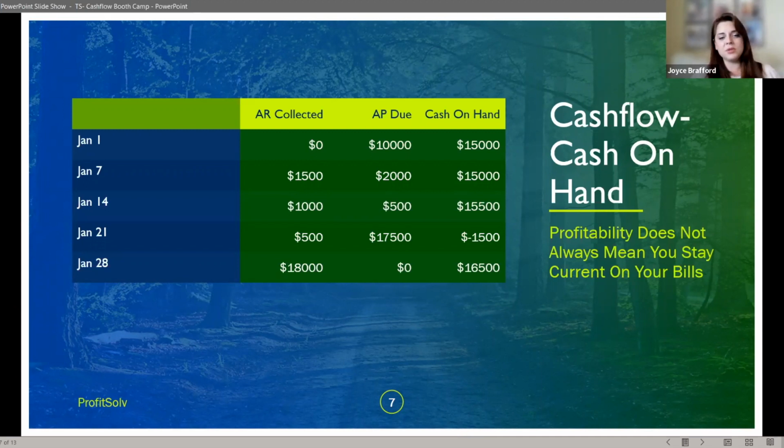But January 28th, all of a sudden I've collected $18,000. I've run my invoices. People have paid me, and now I have $16,500 on hand. I can pay everything that's due this month. But I did not have enough cash on hand. Ultimately, at the end of this month, it's a profitable month. I have more cash on hand and more AR collected than I have accounts payable, but I did not have it at the right time.